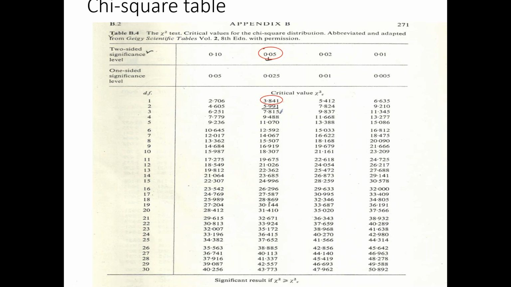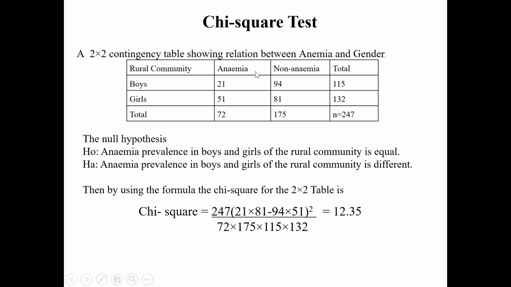This is the inference. That means there is a significant difference in anemia and non-anemia between boys and girls in the previous example. Here, boys 21 out of 115, and girls 51 out of 112. It seems to be much larger. The percentage is not given; it is done in absolute numbers for the calculation of the chi-square test. So this is now proved by the test of significance. So we reject the null hypothesis. We say that the alternate hypothesis is correct and the prevalence of anemia is more among the girls as compared to boys. This is how you interpret it.